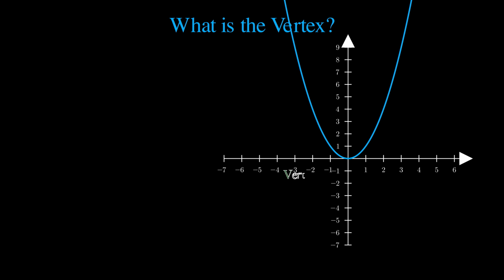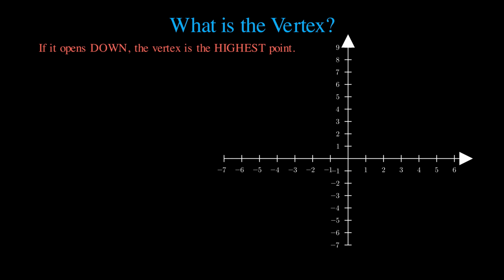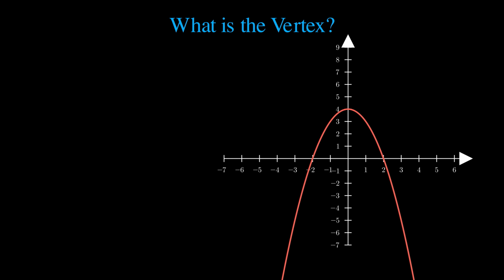This is the minimum. Everything else on the graph is higher than this point. When it opens down, the vertex point is the highest point. This is the maximum. Everything else on the graph is lower than this point.